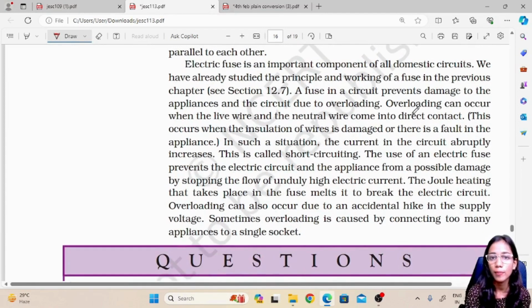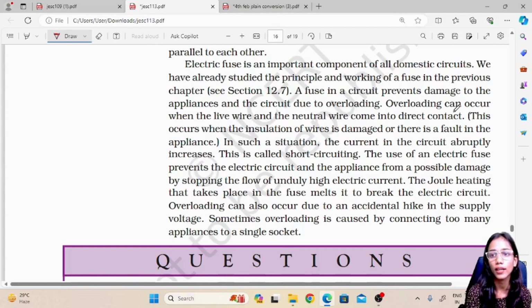The next concept is very important, the electric fuse. An important component of all domestic circuits. We have already studied about this in the electricity chapter. A fuse in a circuit prevents the damage of appliances and the circuit due to overloading.